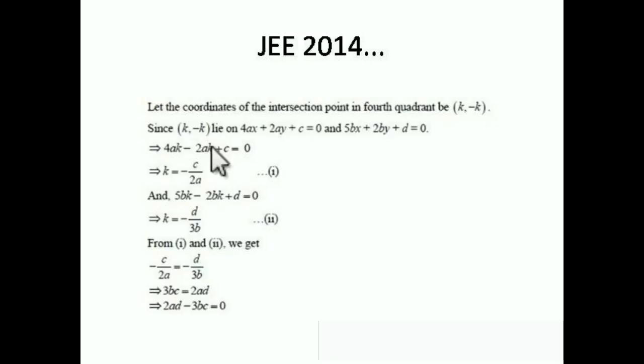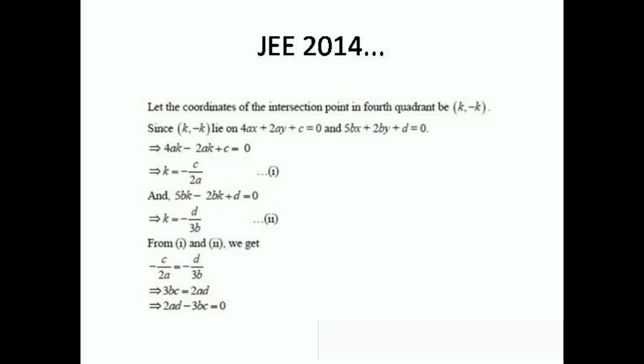First of all, in the first line, it's 4ak minus 2ak plus c = 0, then k = -c/(2a). Let's say it's equation number 1. Then putting this point in the second equation, it's 5bk minus 2bk plus d = 0, and then k comes out as -d/(3b). Say that's equation number 2. Now both must be the same because the value of k is the same. So -c/(2a) = -d/(3b). Then the minus signs cancel out, and by cross multiplication, 3bc = 2ad. So 2ad - 3bc = 0 is my right answer.